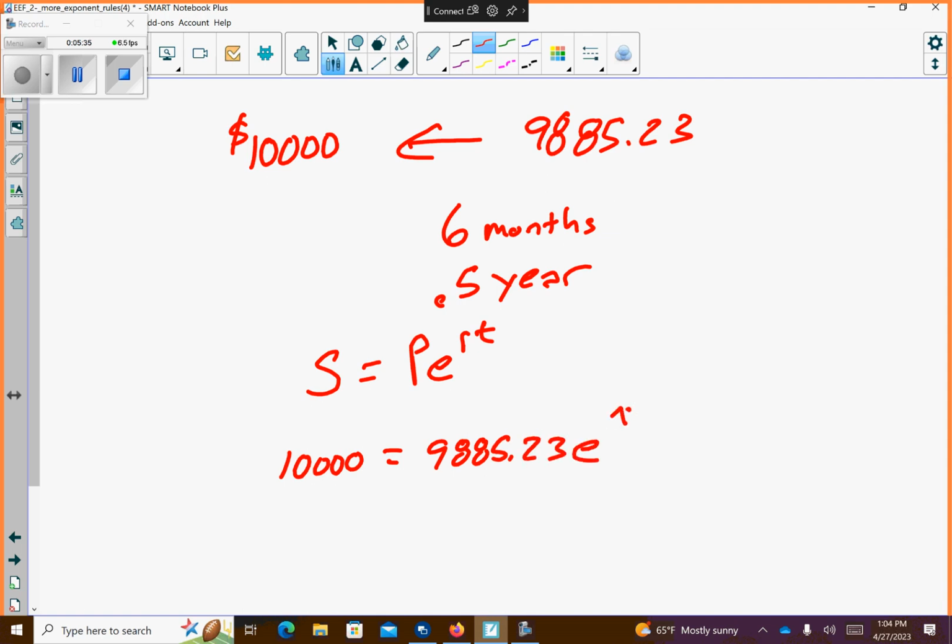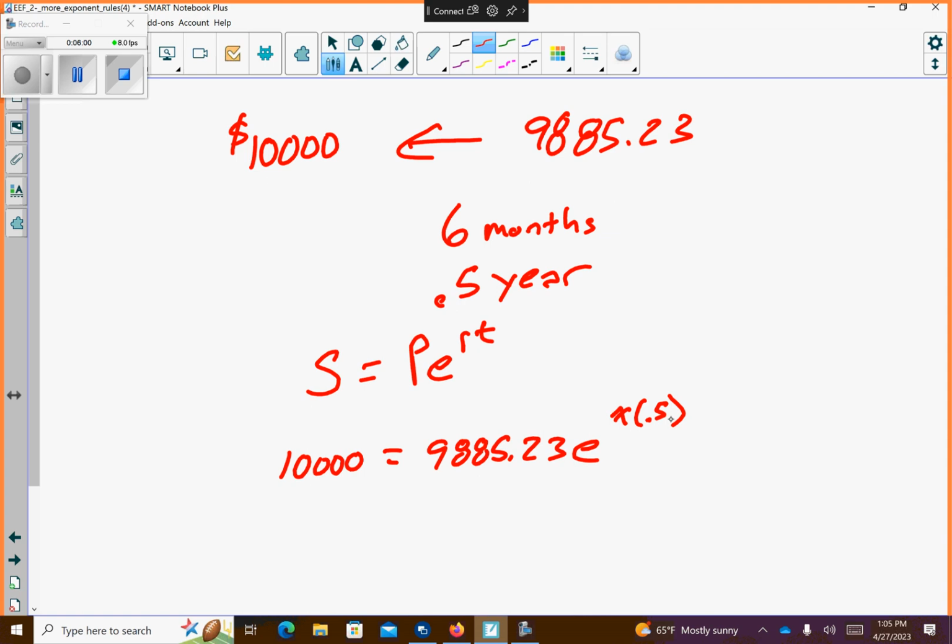We're going to call Rx and we'll call T 0.5. If you did this algebraically, you'd have to divide each side by 9885.23. Then you'd have to take the natural log of both sides, then divide by 0.5. Or you go with Desmos.